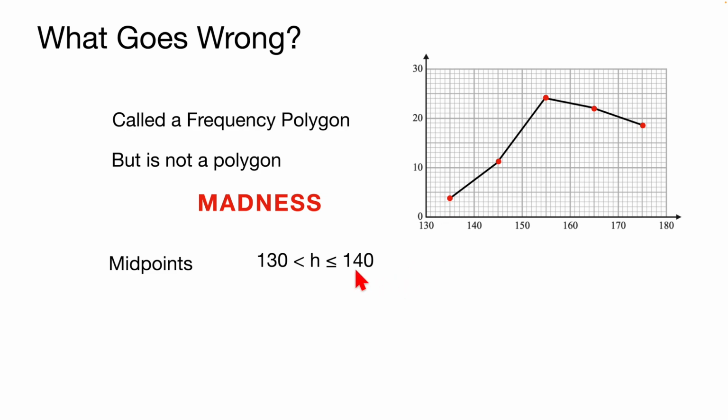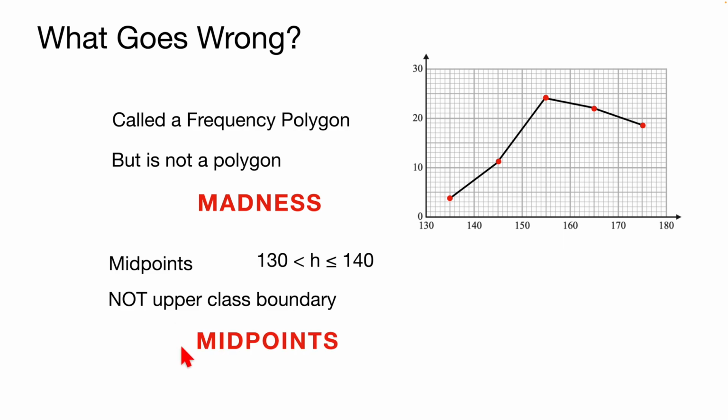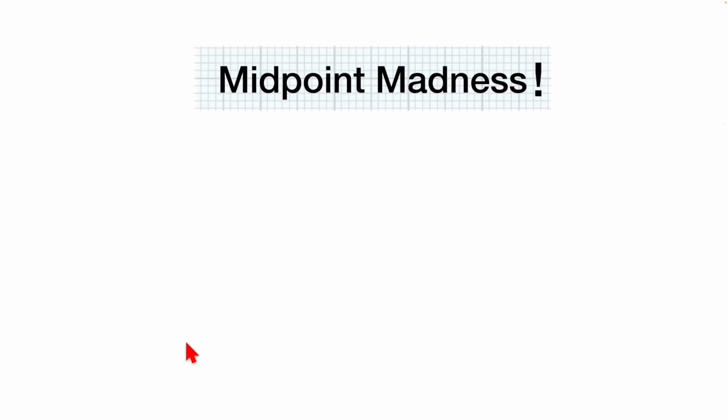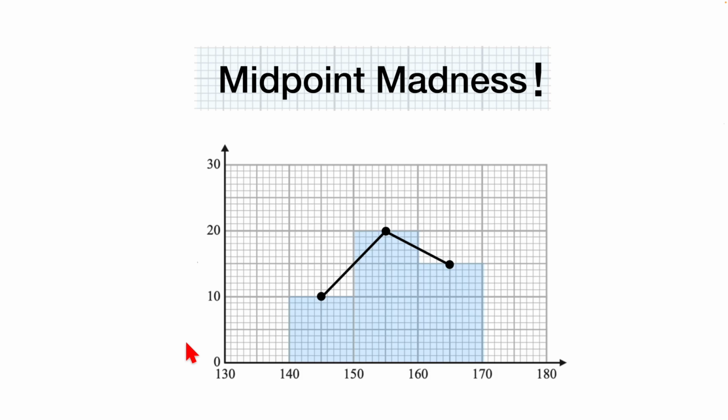Again, it's very tempting to put this in, 140. Don't. Personally, I think you should, but then I'm not setting the exams. It is not the upper class boundary, it's midpoints. So you could remember madness and midpoints. I don't think that's as memorable as midpoint madness. Midpoint madness, and there's the table.